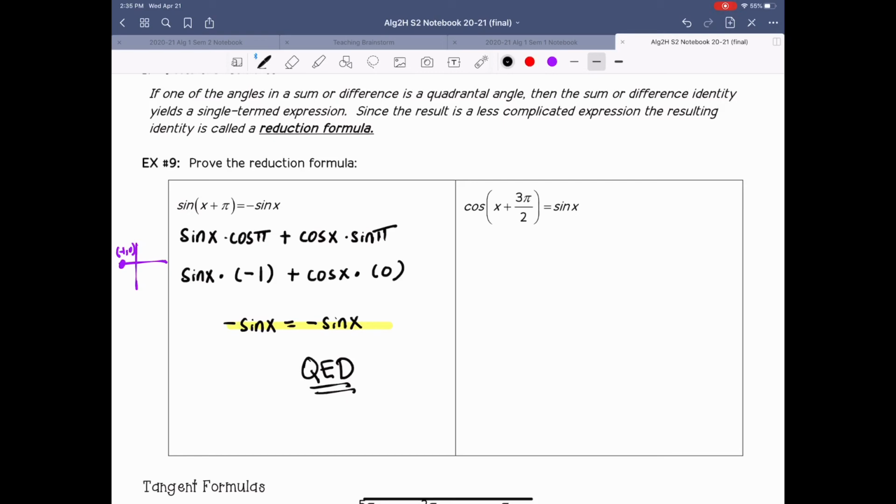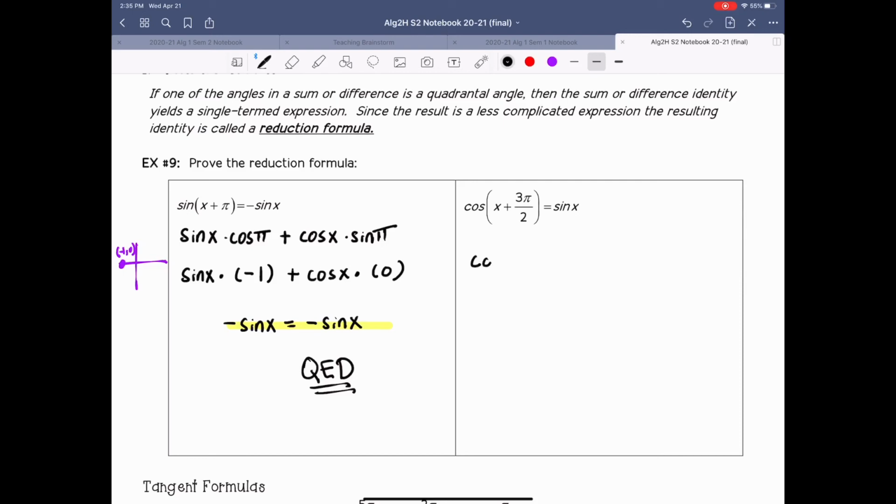So now we're going to look at the cosine of x plus 3 pi over 2, and we have to prove that that is equal to sine of x. Well, once again, let's use that expansion formula for the sum identity of cosine. So we're going to have to change the operation here and group cosine with cosine and sine with sine.